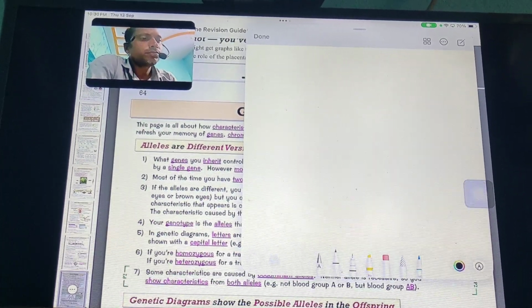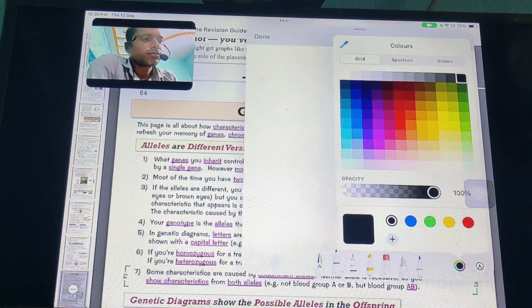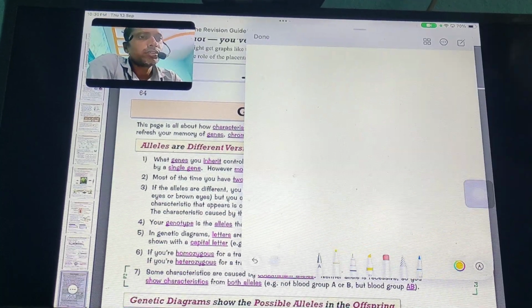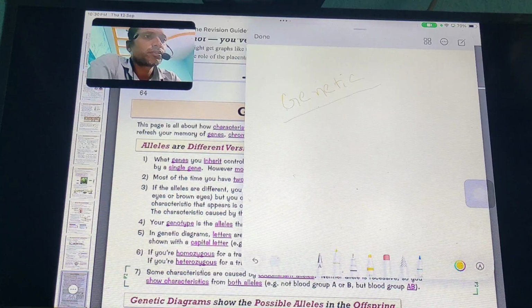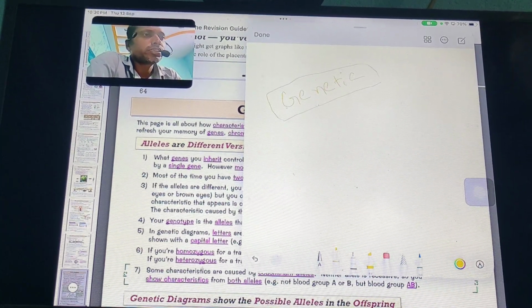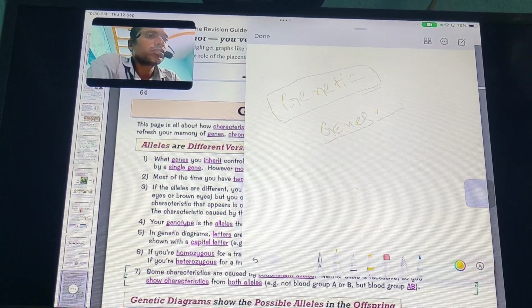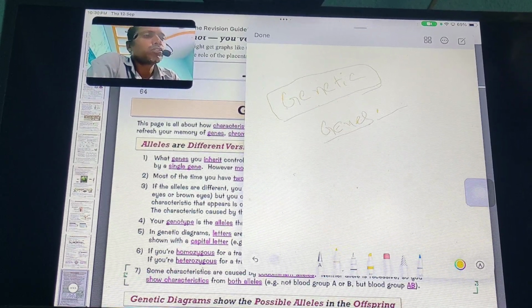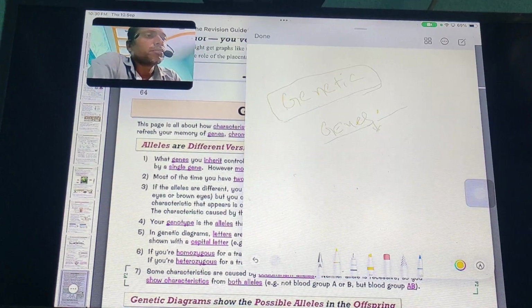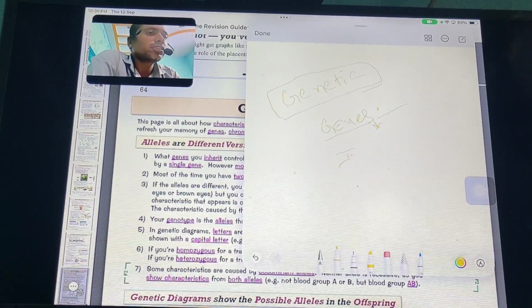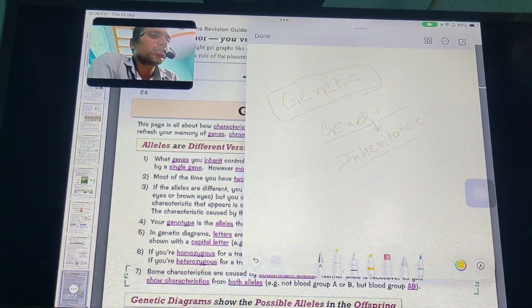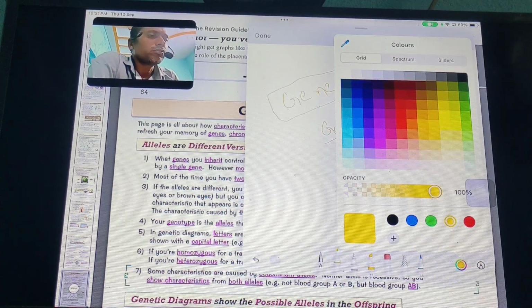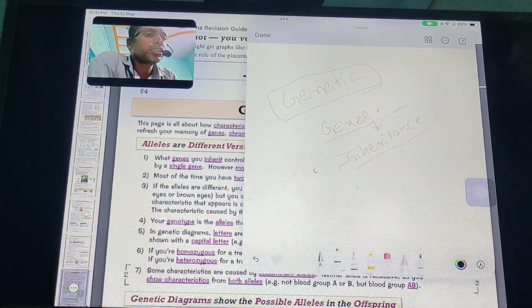Today's topic is genetics. Genetics is the study of genes. Genes are responsible for inheritance. Gene is the unit of inheritance.